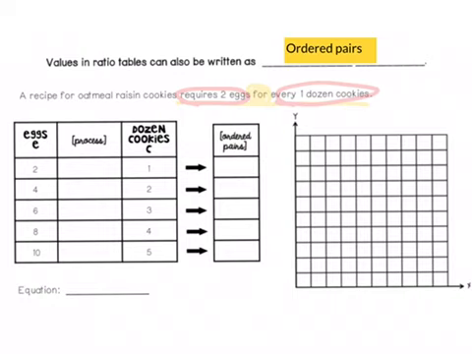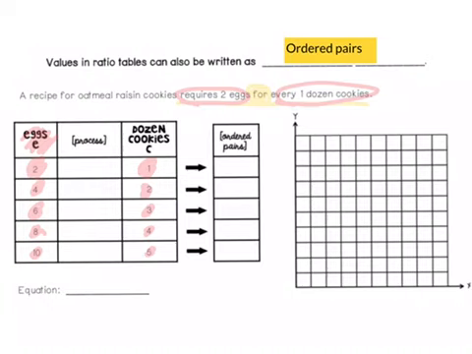As you can see, a lot of it's already filled in for us. So let's look at our first column, which says that for the eggs that we have, if we have 2 dozen eggs, then we're going to have 1 dozen cookies. So if we have 4 dozen eggs, we have 2 dozen cookies. 6 dozen eggs, 3 dozen cookies, etc. So these numbers are based on the ratio that's given to us.